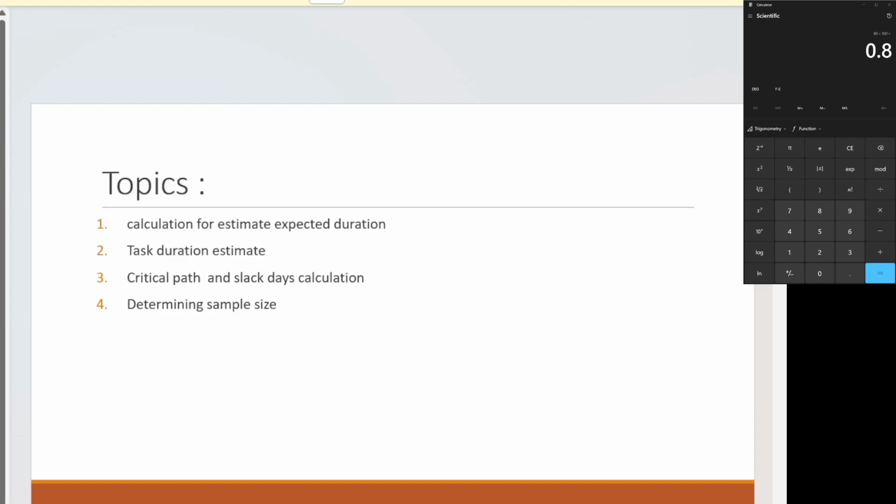So let's start. We'll be covering these four topics: calculation for estimated expected duration, task duration estimate, critical path and slack days calculation, and at the end we'll look at how to determine sample size.